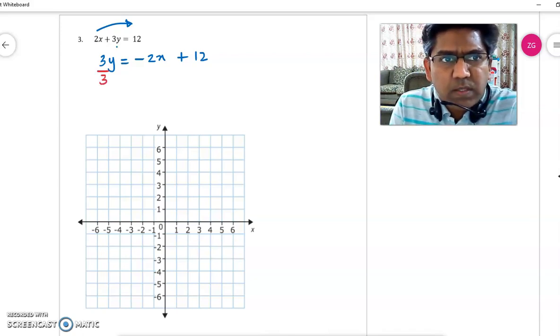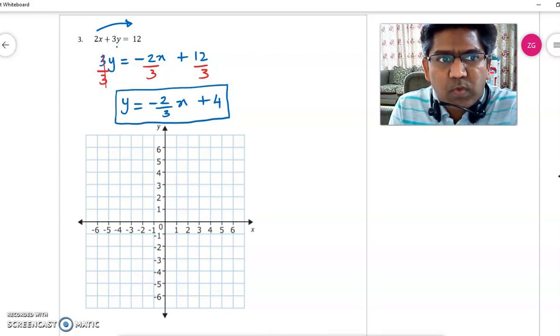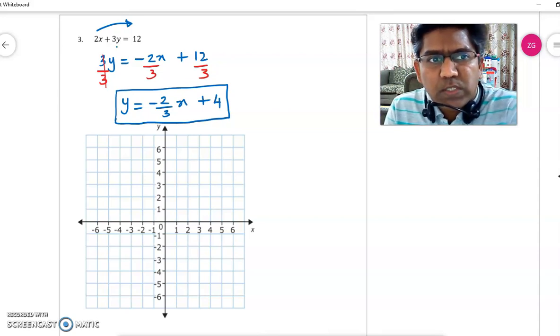So, when you divide by 3, 3 and 3 will get cancelled. You will get your equation y equals minus 2 over 3x plus 4. Now, this equation is in slope-intercept form. So, when y is the subject of the formula, we say that the equation is in slope-intercept form.